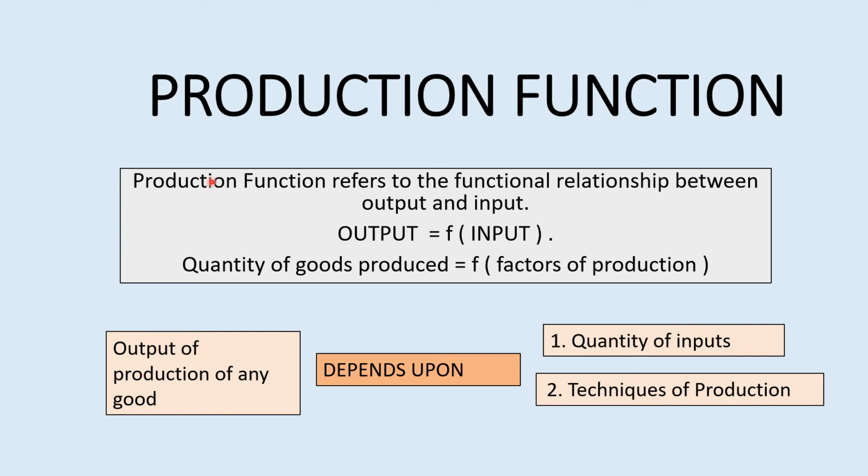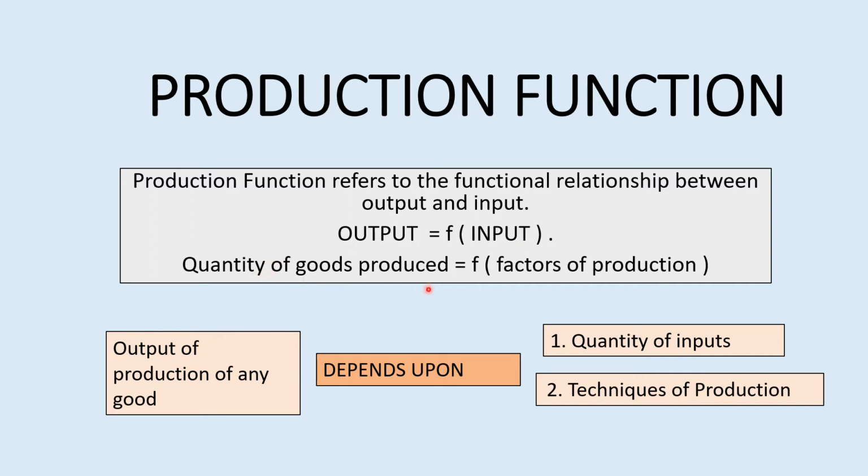We shall discuss today the production function. Now, what is basically production function? Production function refers to the functional relationship between the output and the input. In other words, we can easily say that output is a function of input. जितना हमारा input रहेगा, उसके हिसाब से ही output production हो पाएगा. Higher the input, higher the output, and vice versa.